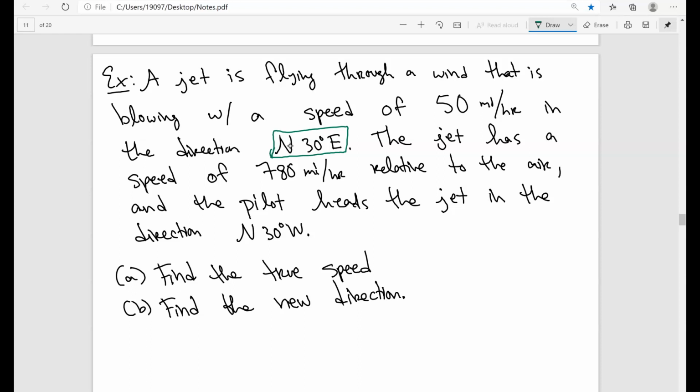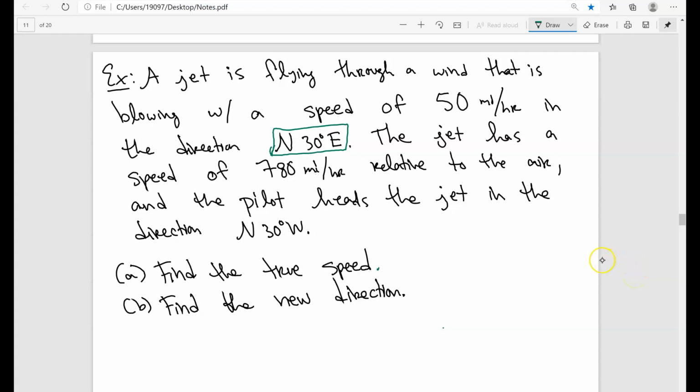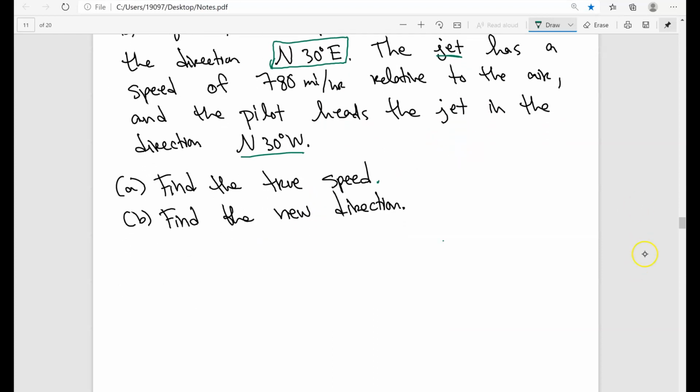So the jet has a speed of 780 miles per hour relative to the air, and the pilot has the jet in the direction of northwest 30 degrees. So find the true speed and then find the new direction. First, let's go ahead and draw this scenario. There's a couple things going on. We have some wind that's blowing in a direction, and you also have the jet going in a different direction. Let's first start off with finding the wind.